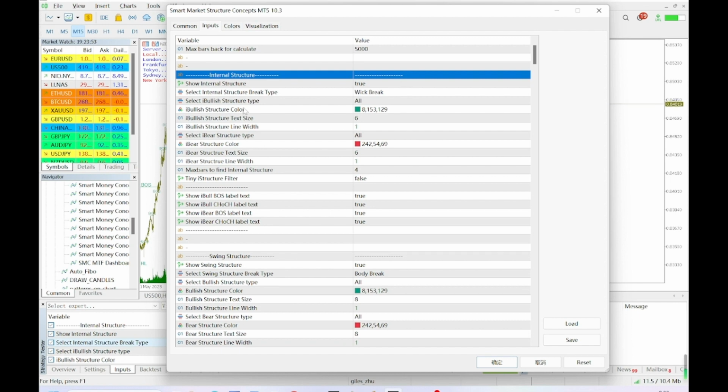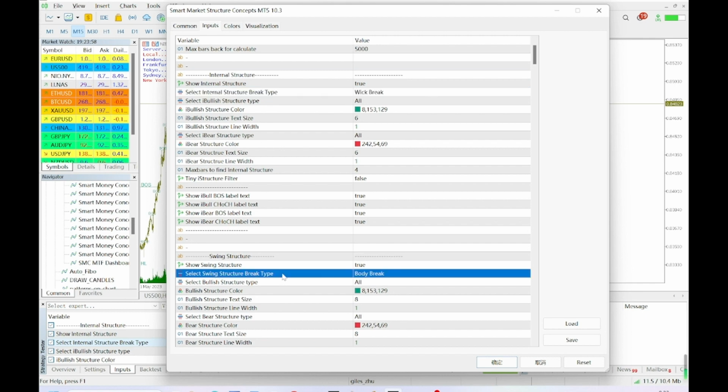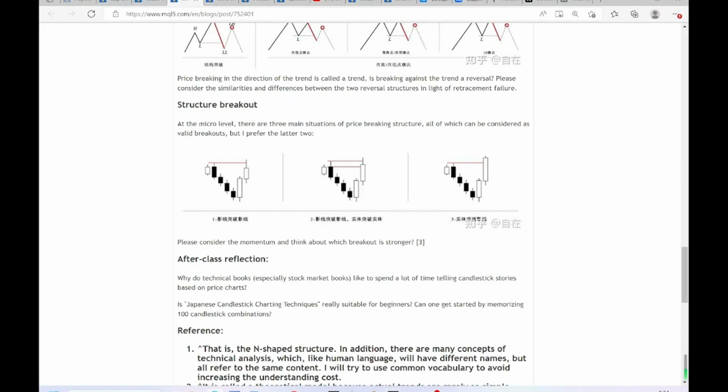In the settings of internal structure and swing structure, there are also two important settings: internal structure break type and swing structure break type. At the micro level, there are three main situations where a price breakthrough of structure can be considered an effective breakthrough. There is an introduction in the SMC information provided on the main page of the indicator. The article mainly introduces three situations: weak breakthrough, body breakthrough, and double candle breakthrough.